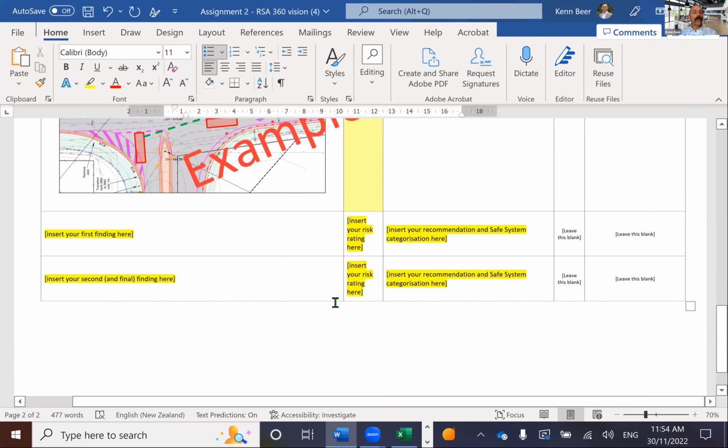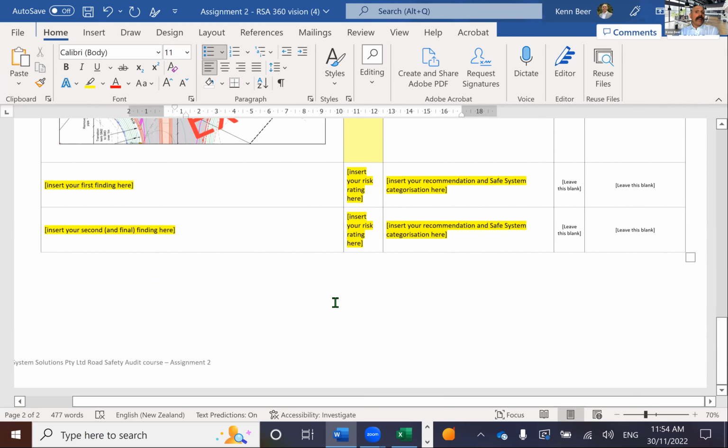So write two of those only. If you write 20 findings, we're only going to read the first two, so you're wasting your time really on that. This is not an exercise in trying to find every issue. This is an exercise in finding some issues and appropriately writing them up, getting you practice writing.